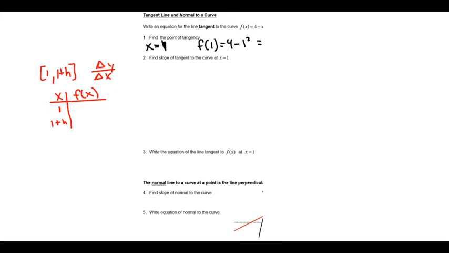So when x equals 1, we know that f of x is equal to 3. And when x equals 1 plus h, we can substitute that into our function, and we'll have 4 minus (1 plus h) squared, which can be simplified to 4 minus (h squared plus 2h plus 1).